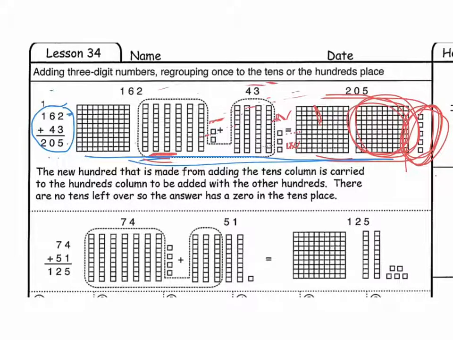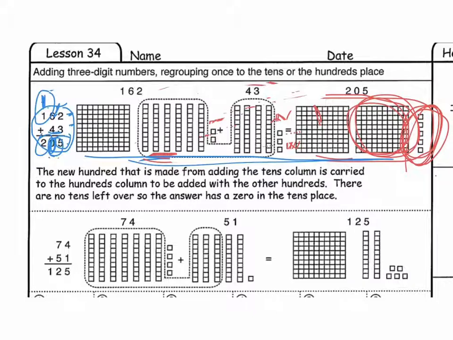We do 2 and 3 makes 5 here. We have 6 and 4 makes 10. Notice that we put a 1 up here and a 0 down there. That's the 10 because we're regrouping by moving the 100 over to the hundreds place. And then we put 1 with 1 right there to get 2.